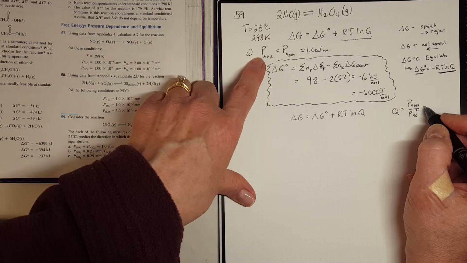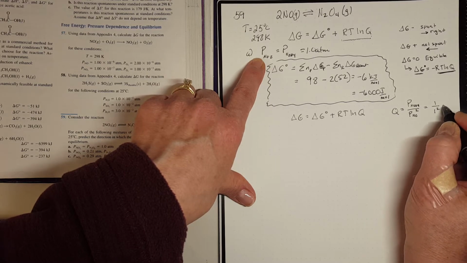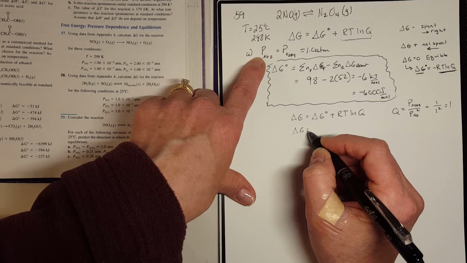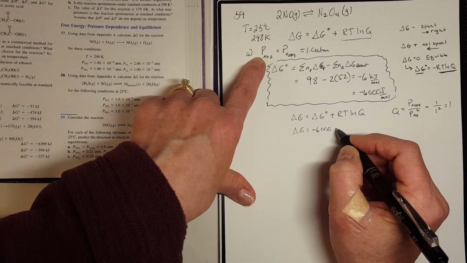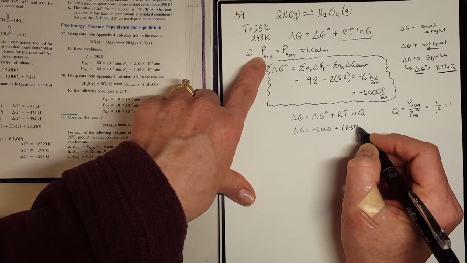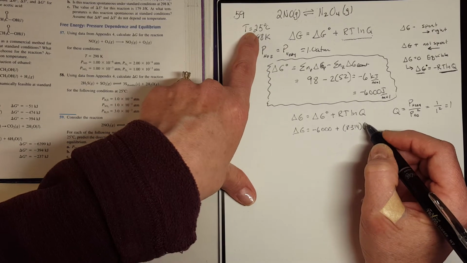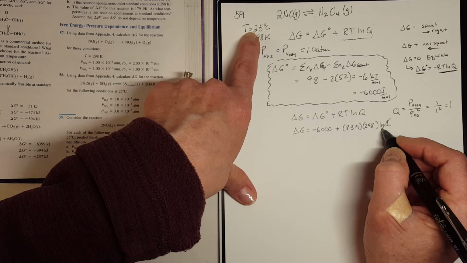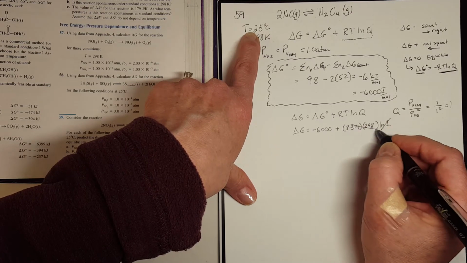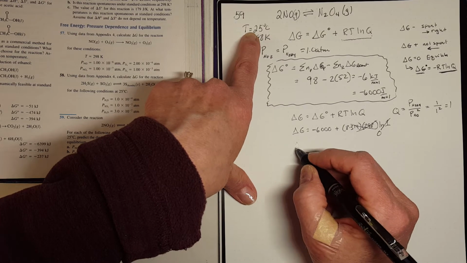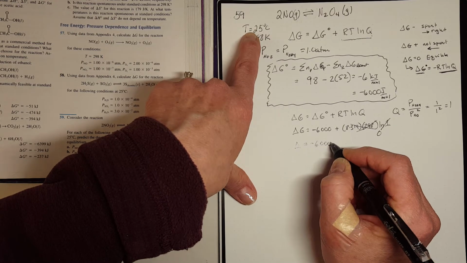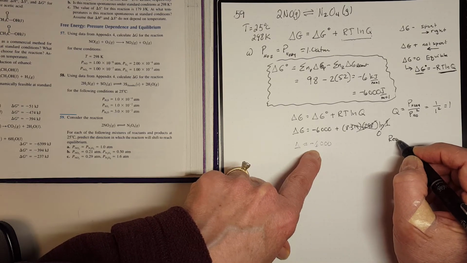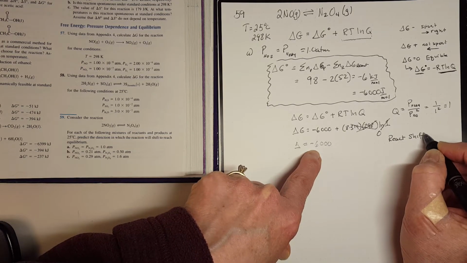And so if I do the Q for these ones, it's 1 over 1 squared, which is 1. And so delta G is going to equal negative 6,000 plus 8.314 times, we're at 298 Kelvin, times ln of 1, but we know ln of 1 is 0, so this whole piece goes to 0, and so delta G is equal to negative 6,000. Since it's negative, it's spontaneous to the right, this reaction will proceed to the right, so we say that it shifts right.